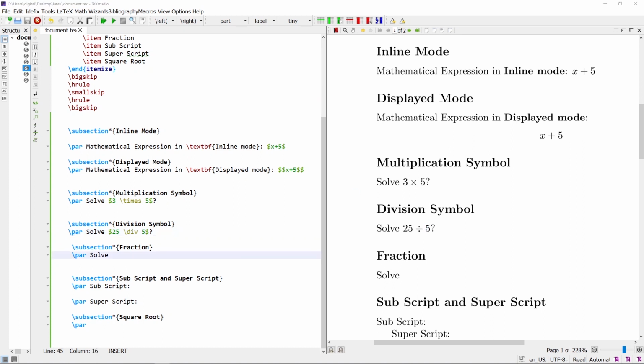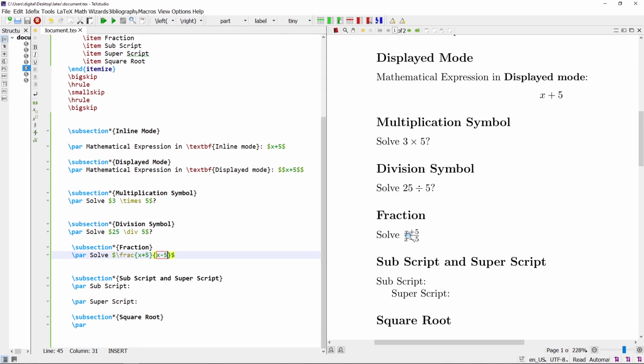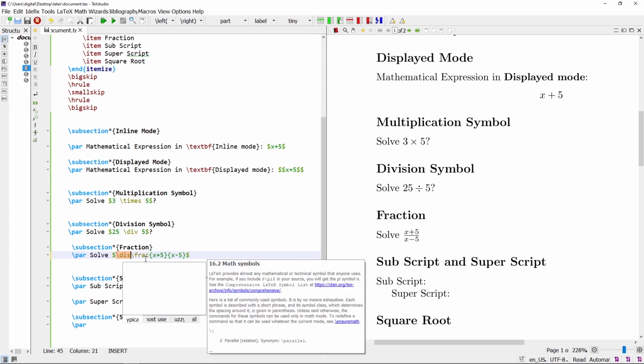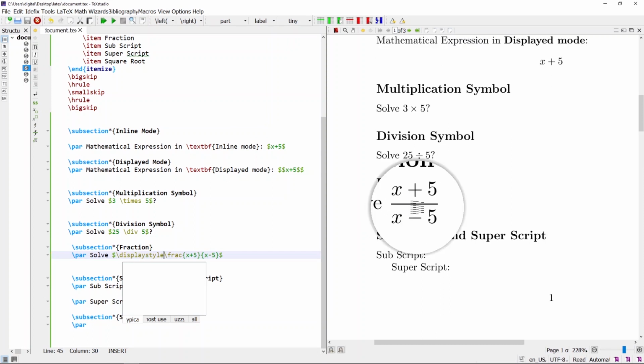The fractions are written with the fraction command. It has two arguments. First argument is the numerator and the second argument is the denominator of the expression. Write the fraction command. In the first argument, write the numerator of the expression x plus 5, and in the second argument, write the denominator of the expression x minus 5. The fraction is coming here, but it is coming in small size. To display it in the normal size, write the command displaystyle. Now the fraction is coming in the proper size.